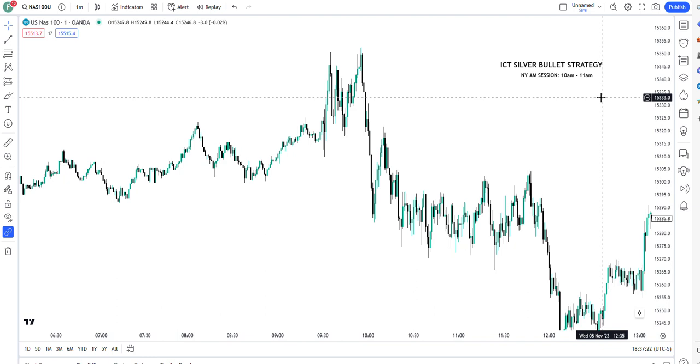You're either looking to execute in that time frame or you're looking for the setup to form in that time frame, and then you can execute slightly after. That's how I see it.